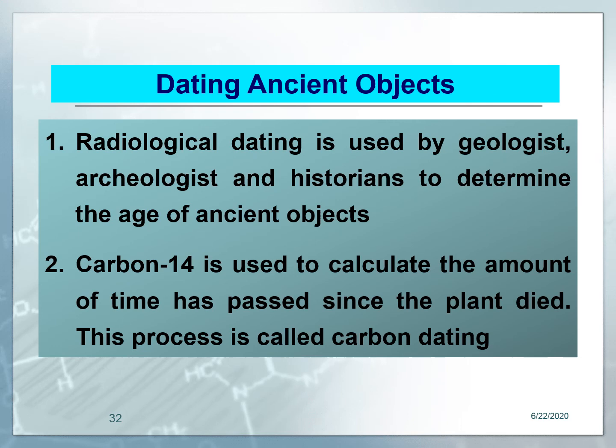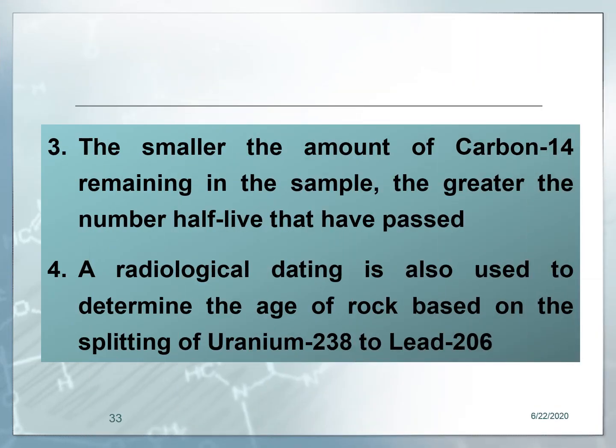Carbon dioxide is continuously used by living plants during photosynthesis. Some carbon-14 will also be taken into the plants. After the plant dies, no more carbon-14 is taken up, and the amount remaining in the plant decreases as it undergoes beta decay. So, scientists use carbon-14 to calculate the age of the plant. The smaller the amount of carbon-14 remaining in the sample, the greater the number of half-lives that have passed.